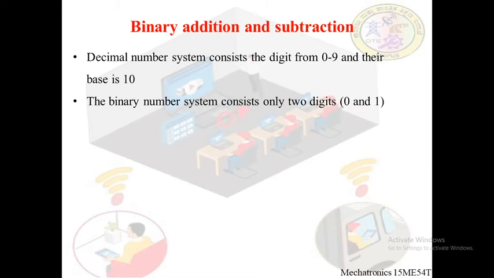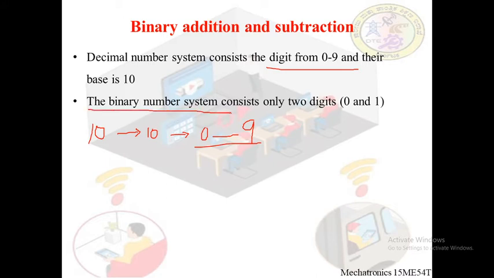First we'll see binary addition and subtraction. The decimal number system consists of 0 through 9 and its base is 10. We have been studying this since our first class. Since the decimal number system has base 10, it has 10 digits, and the digits range from 0 to r minus 1, where r is the base. Here 10 minus 1 is 9, so 0 through 9. Its addition and subtraction, everything we are familiar with. We can do it directly with our simple arithmetic laws.